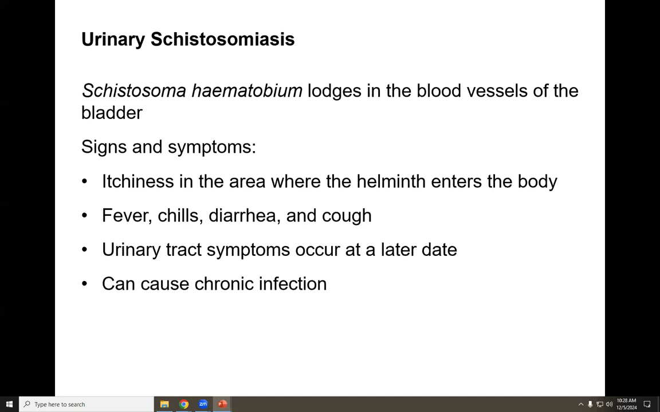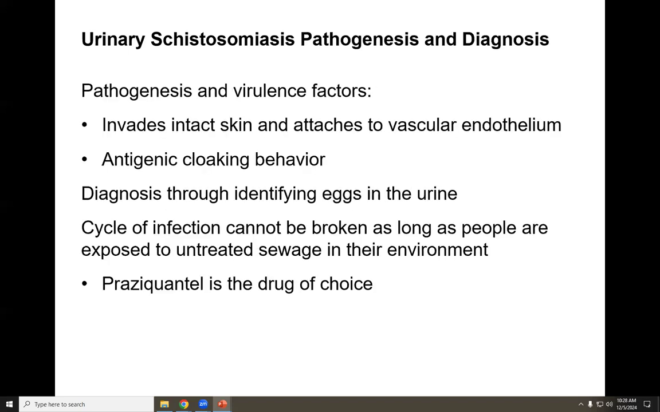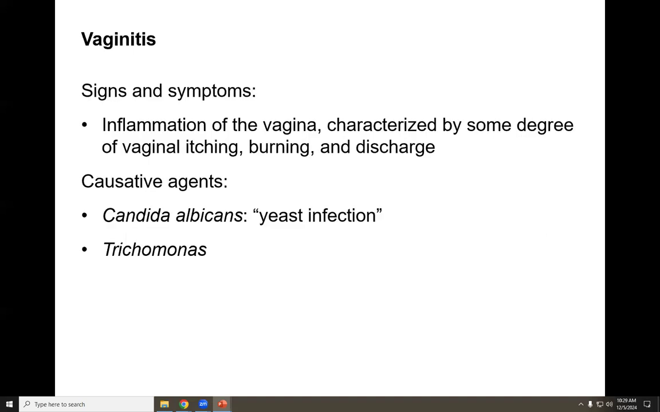However, this particular species, Schistosoma haematobium, prefers moving into the bladder, and it can cause obstruction of the bladder and damage of bladder tissue. That's usually later on in the pathogenesis, after it's invaded other tissues of the body and the bloodstream. Again, like the other schistosomes, it can coat itself in blood proteins from the host to hide from your immune system, and we'll give you praziquantel to treat.